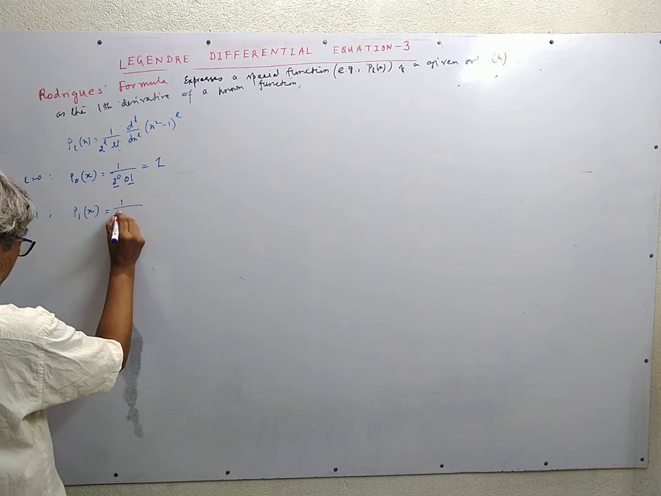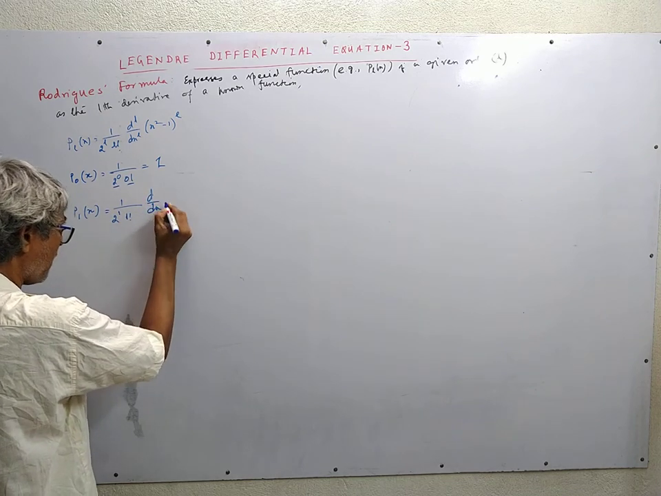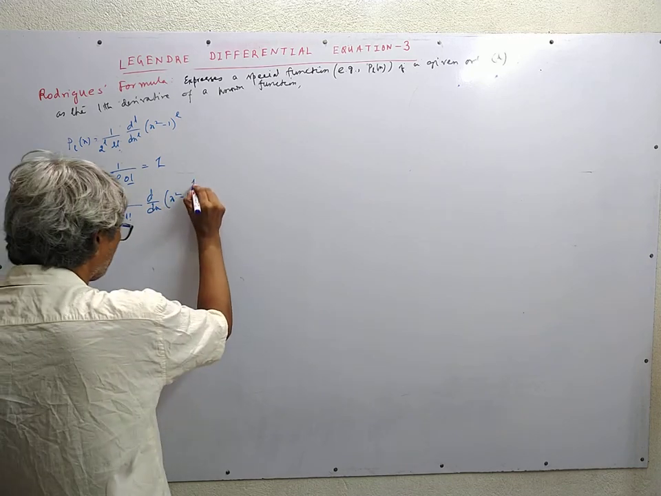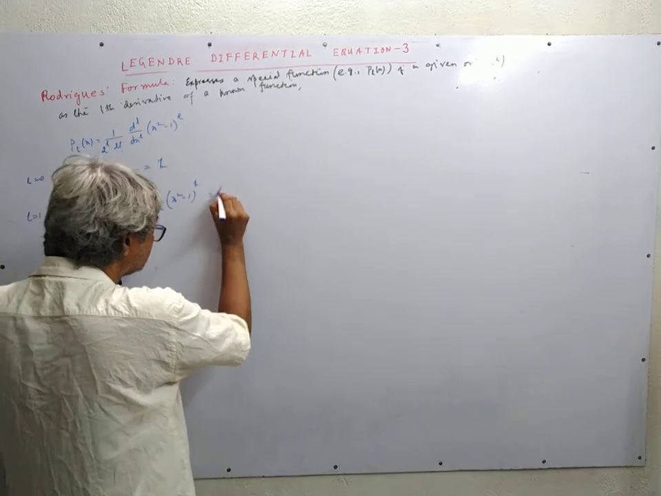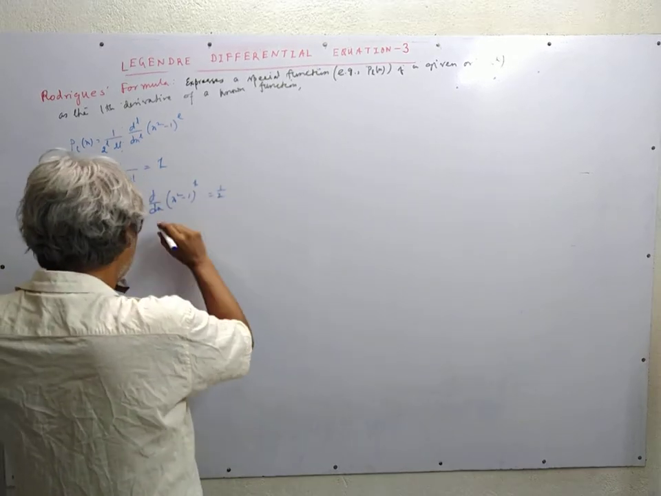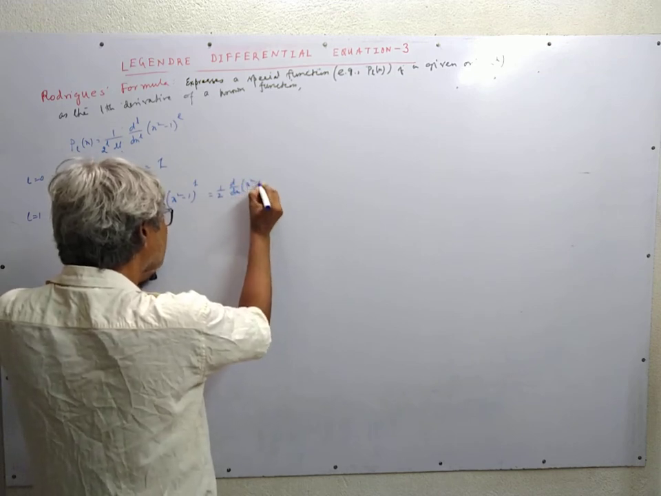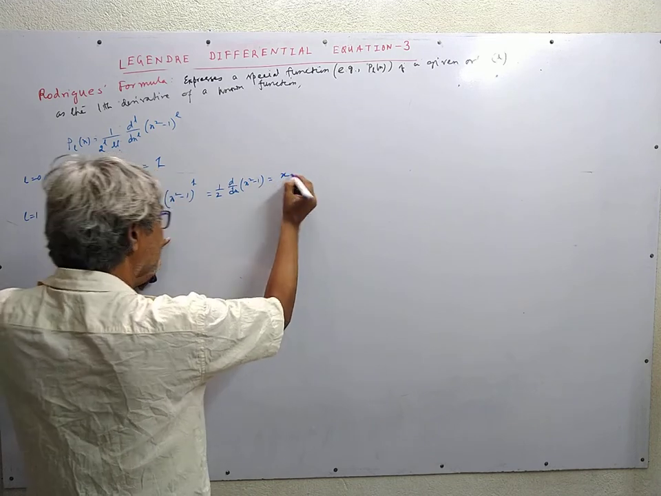We have 1 upon 2 to the power 1 factorial d/dx of (x square minus 1) to the power 1. So this part is half, simply half, and when we differentiate, d/dx of x square minus 1 is 2x, so altogether it is x.